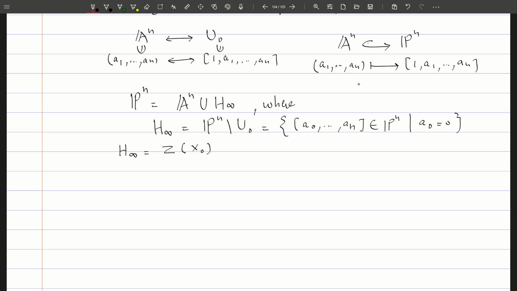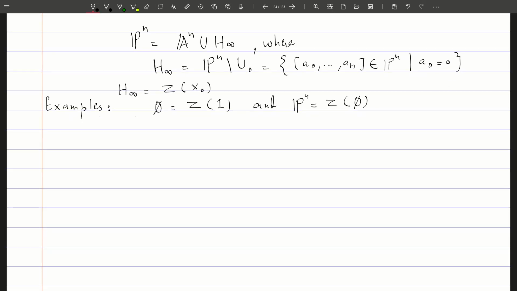Now we have examples of some zero sets, which we will call projective sets in upcoming lectures. So we have the empty set, which is the zero set of the constant polynomial 1, and the projective space itself, which is the zero set of the empty subset of the polynomial ring in n plus 1 variables. This is example 1.